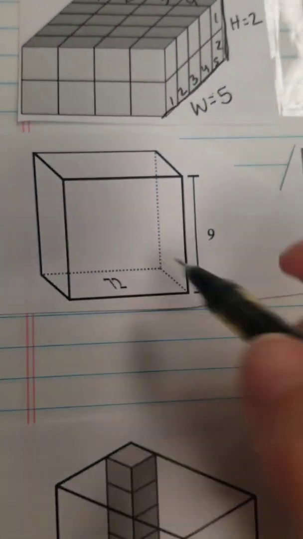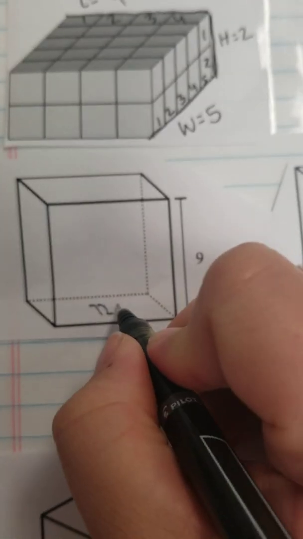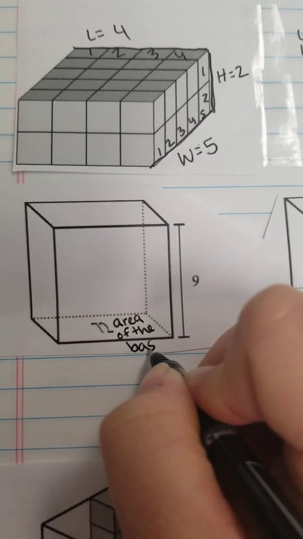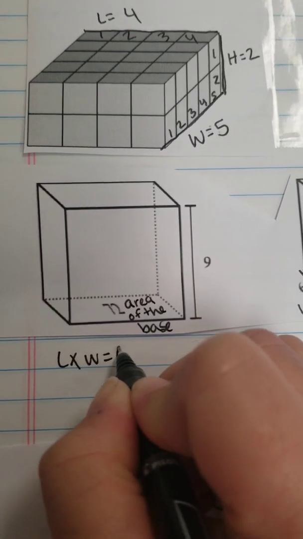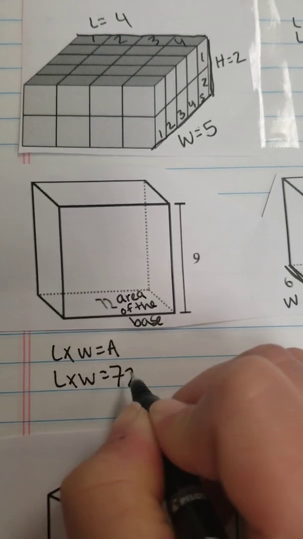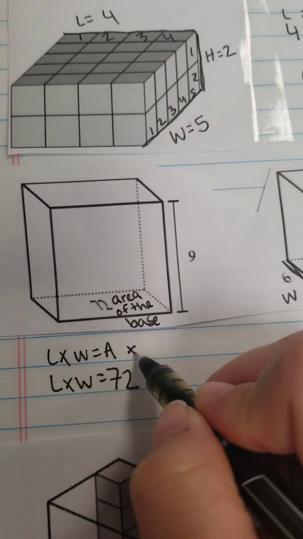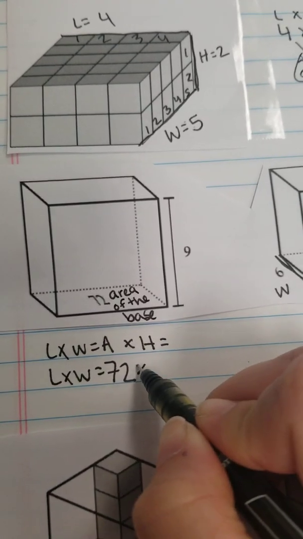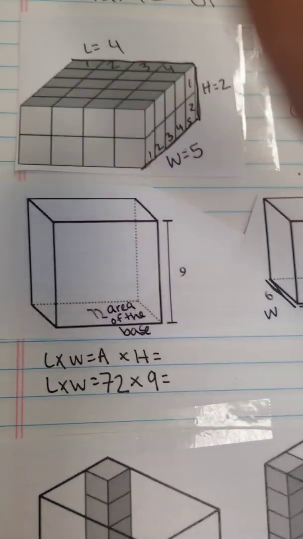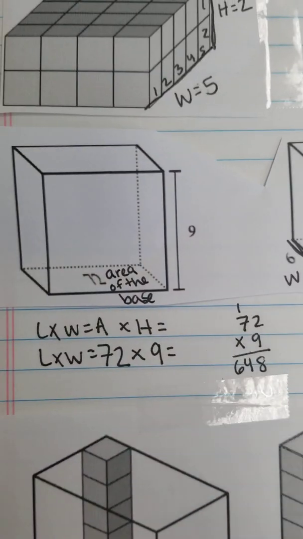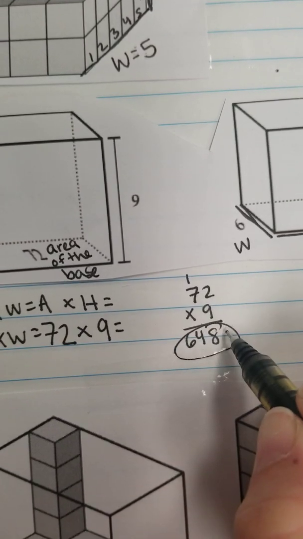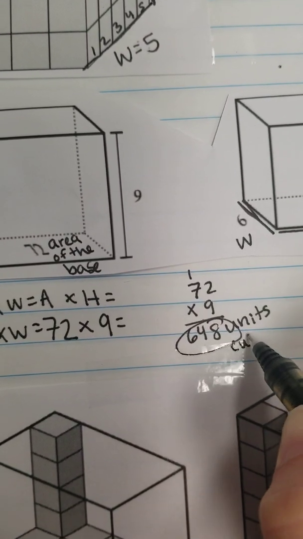This one over here, though, doesn't have a length and a width. That's because 72 is the area of the base. Remember, area is just length times width. So if we found the area of the base, length times width is 72. Then we just need to multiply it by the height. In this case, our height is 9. So we would multiply 72 times 9, and that's going to get our final volume. I got 648, and so 648 is the total volume, units cubed.